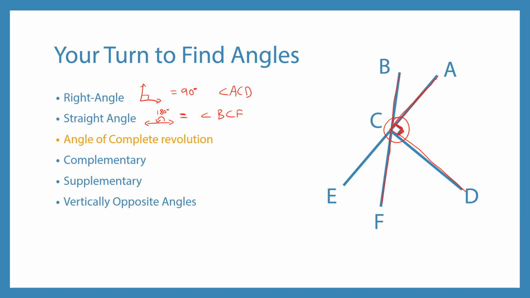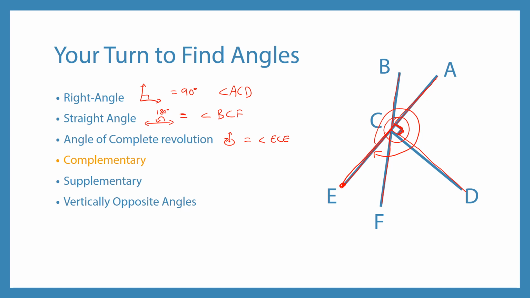All right, can you now find an angle of complete revolution? In this case, remember an angle of complete revolution is where we have 360 degrees. So we start where we ended. So here we had angle ECE, which was our angle of complete revolution, because that would be the angle from here all the way around back to where it started.